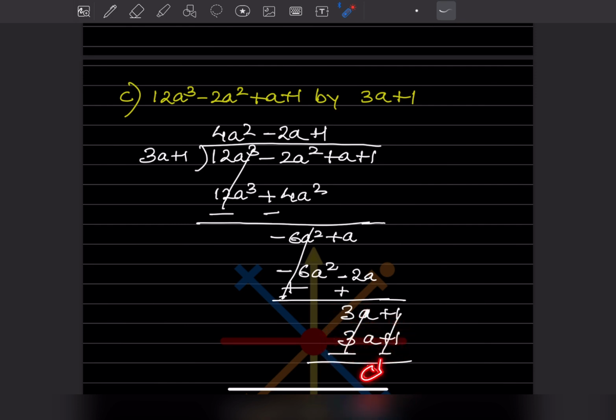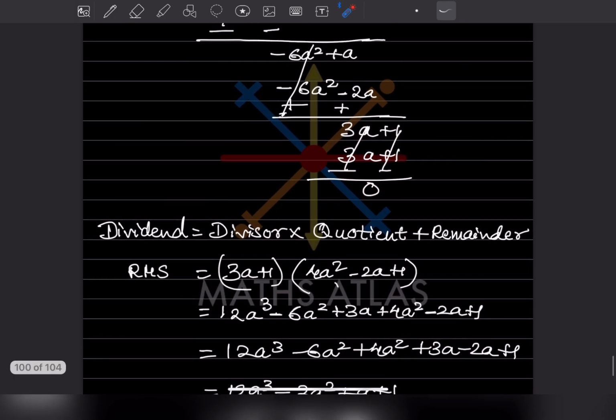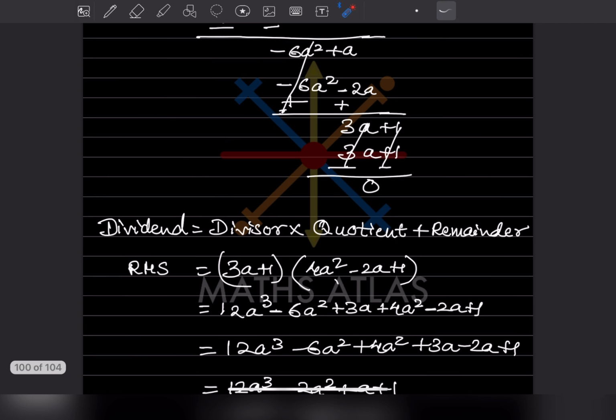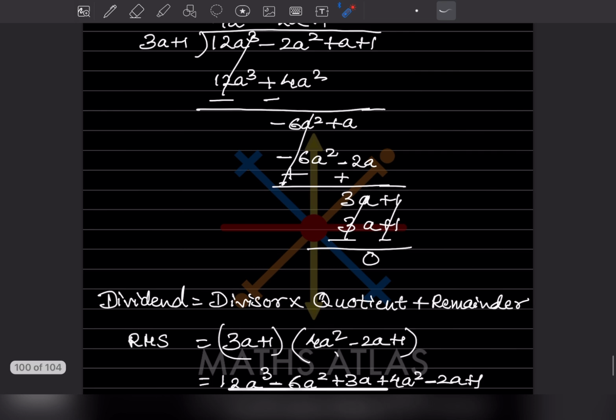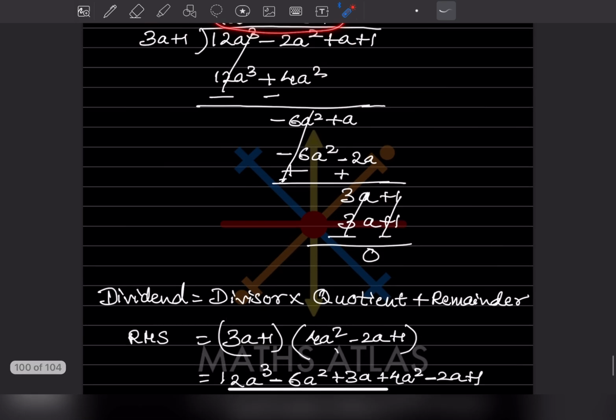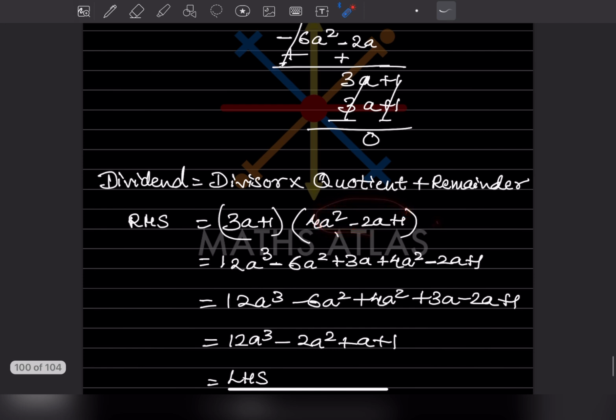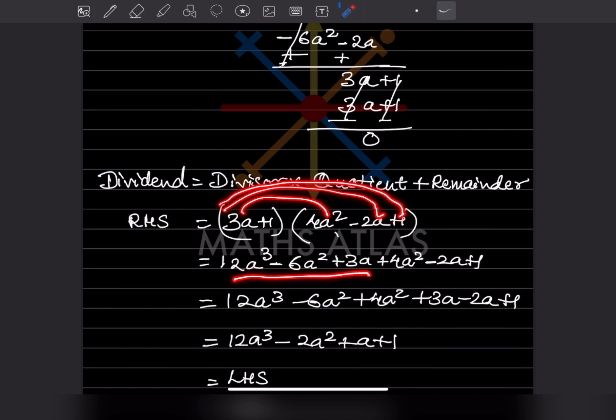So answer is 0. So again dividend is equal to divisor into quotient plus remainder. So RHS, divisor, that is 3a plus 1. Quotient is 4a square minus 2a plus 1. And the remainder is, yeah, you can also write 0 if you want. So this into this is going to be 12a cube. So here will be minus 6a square, because here there are 3 terms. And this will be again 3a into 1, that is going to be 3a. So this one is for this part.